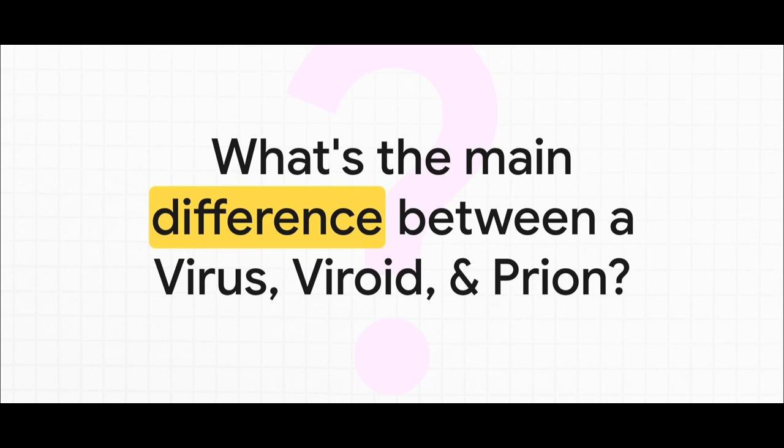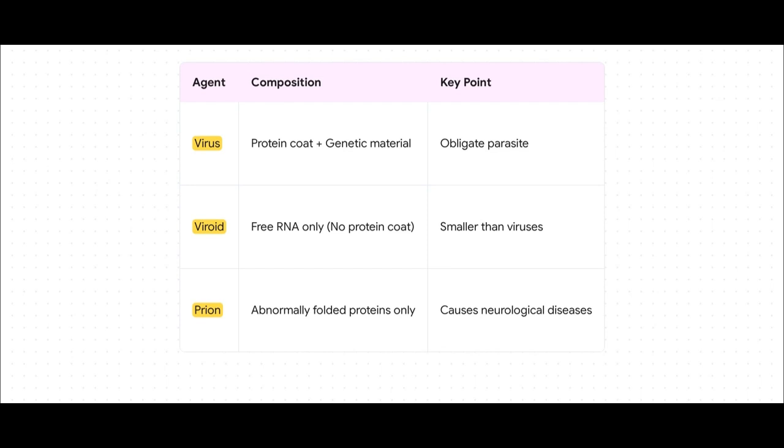This is a classic question, and honestly, a place where a lot of students get confused. What is the fundamental difference between these 3 infectious agents? What are they actually made of? This table will clear up all your confusion. Just look. A virus is a protein coat plus genetic material. A viroid is just free RNA with no protein coat at all. And a prion, it's just an abnormally folded protein. That's it. Remember, viroids were discovered by T.O. Diener, and prions cause those scary neurological diseases. This is a must-know slide.